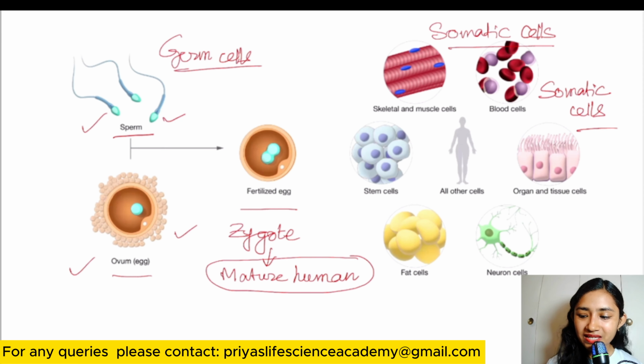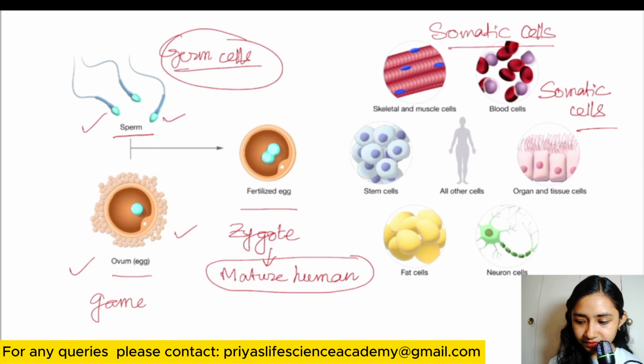Okay, so these are known as germ cells, the gametes. Sperm and ovum are also known as gametes or germ cells because they fuse and produce the zygote, and from the zygote the mature humans are produced.